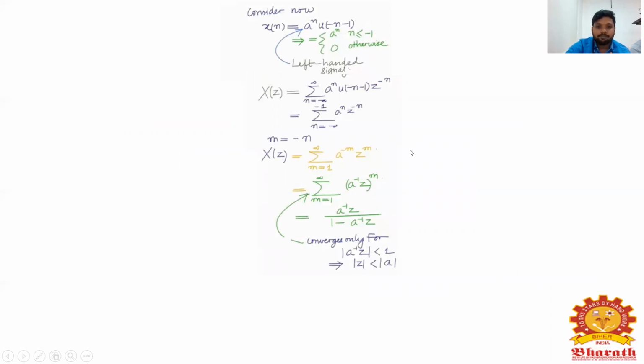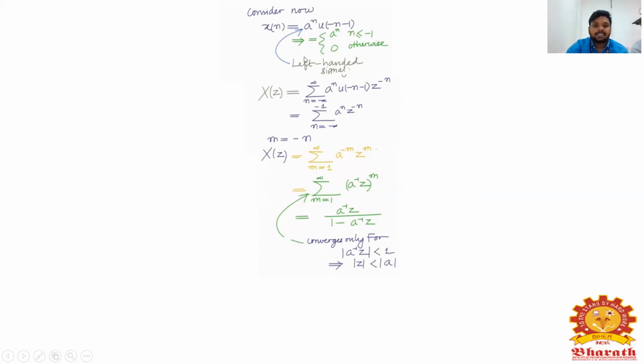So let me give you another example, that is x(n) equal to a^n u(-n-1). Now we have checked a^n u(n). Now we will go for another example, a^n with u(-n-1). We get a^n for n less than or equal to minus 1, and 0 otherwise. This is called a left hand signal.